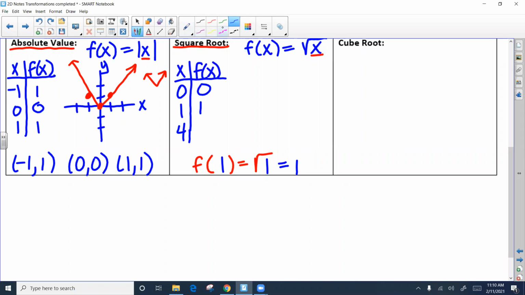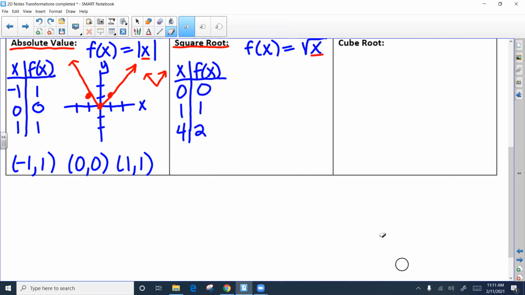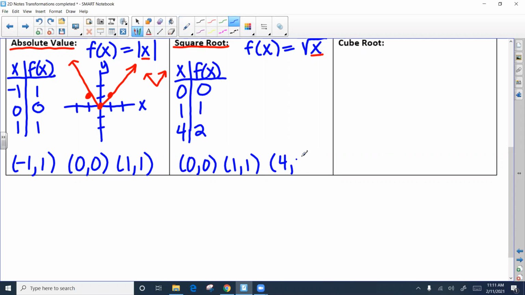And if I plug in a 4, f of 4 equals square root of 4, which is 2. That's why I chose 4 as an input, so I'd have a whole number output. Okay, so those are my coordinate points for the square root function: 0, 0, 1, 1, and 4, 2. All right, let's graph that.